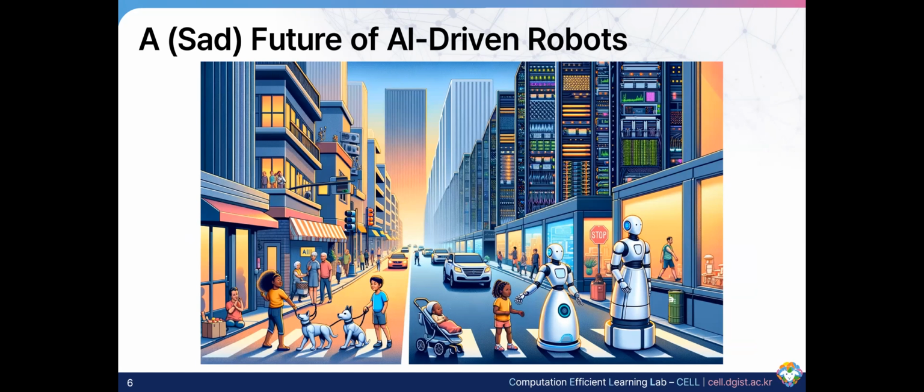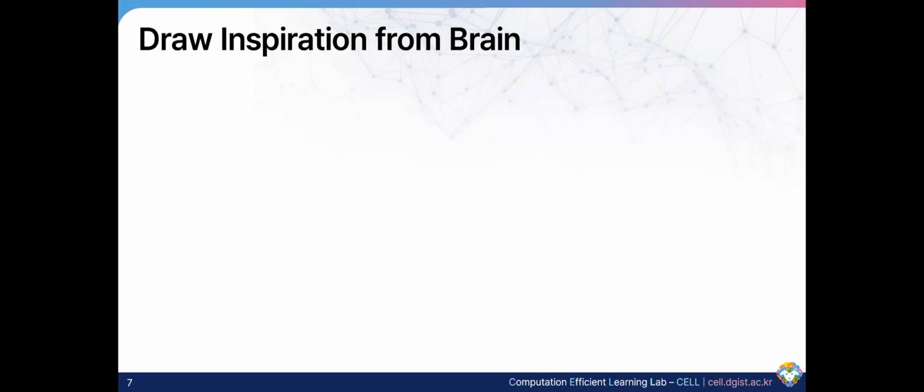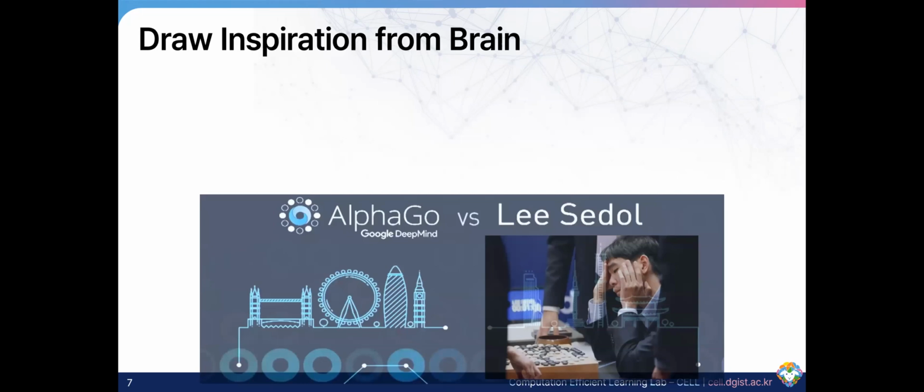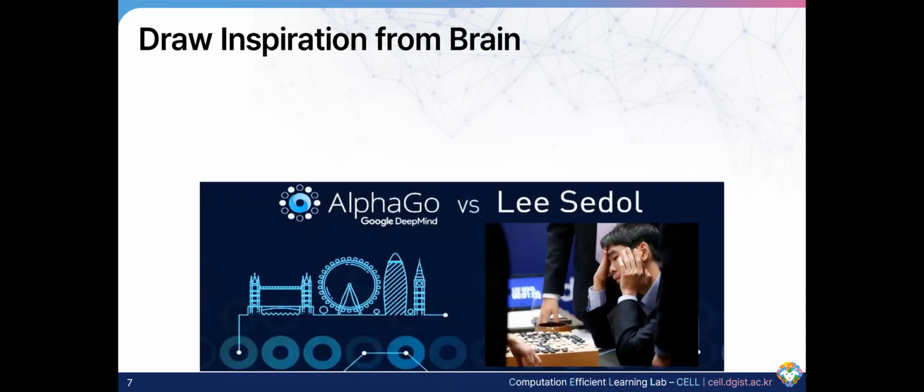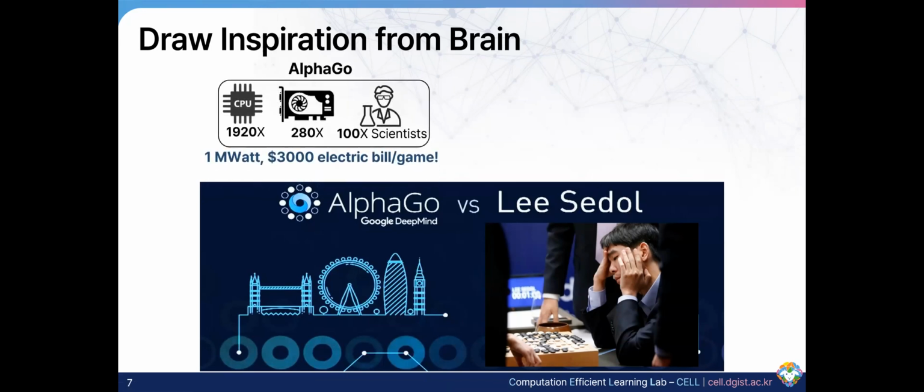So to fix those problems, we have to draw inspiration from the brain. Probably all of us attending here are fascinated by this concept. Recall the old Go game from Google DeepMind: when AlphaGo ran, it used a lot of CPUs and a lot of GPUs, around 2,000 CPUs and 300 GPUs, and there were many scientists behind it.